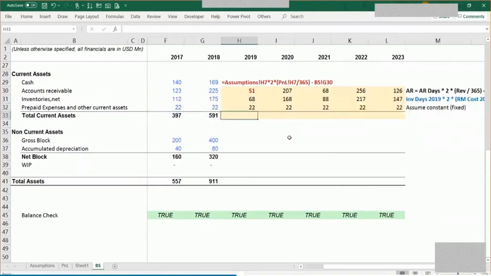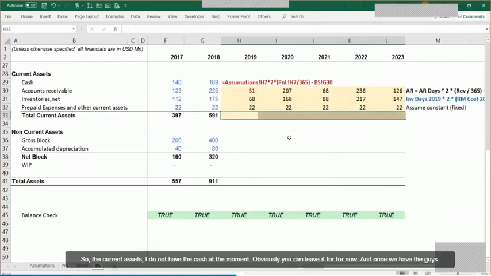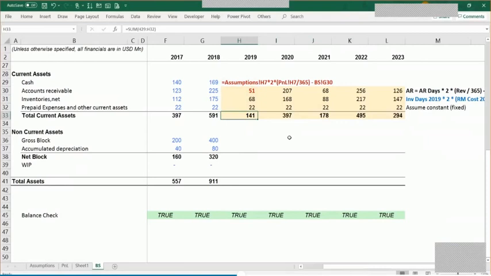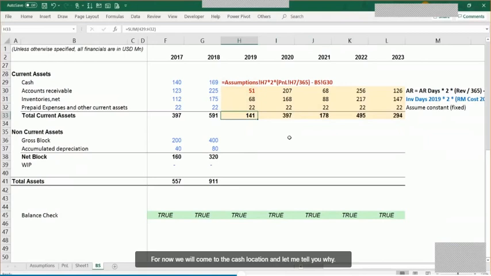So the total current assets, I do not have the cash position at the moment, but obviously you can leave it for now. And once we have the cash position at a later stage in our balance sheet, we'll be able to work it out. So just ignore the cash position for now. We will come to the cash position a little later.